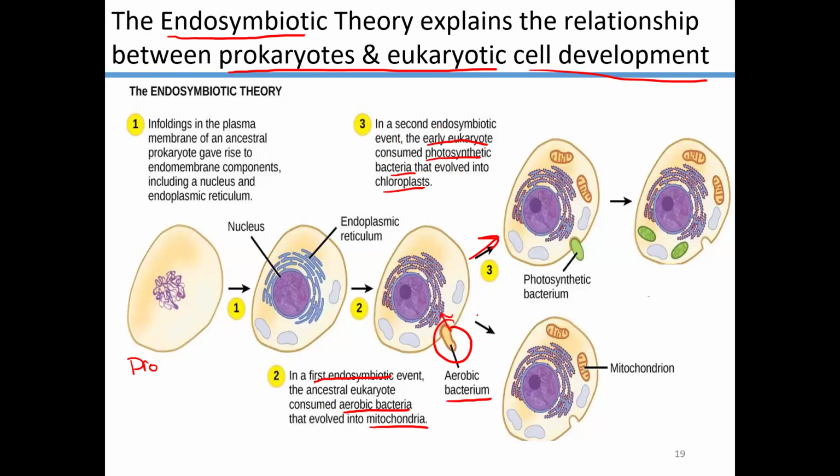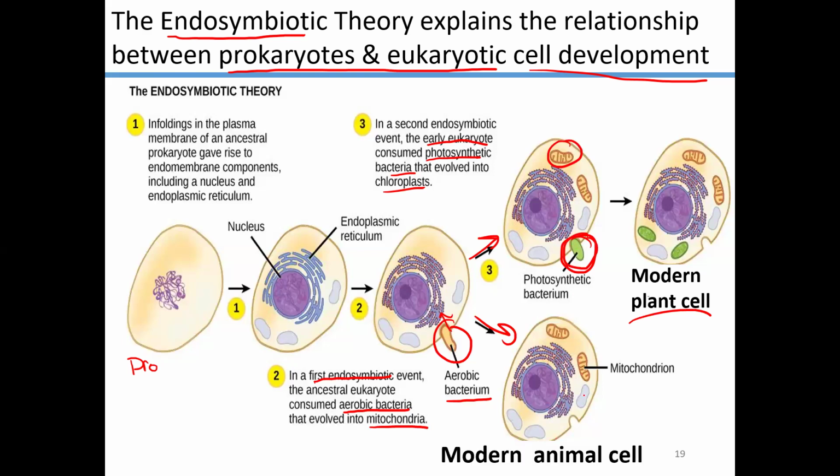Once that happened, we branched off into two parts. The first part took in another bacteria, a photosynthetic bacteria, which was our chloroplast, and this was going to give us our modern day plant cells, because you can see we have our mitochondria as well as our chloroplast. And then the ones that didn't ended up becoming a modern day animal cell.